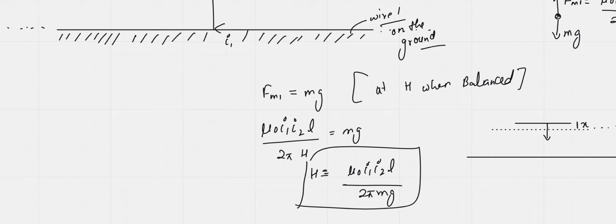When it falls from this position to this position, this is the balanced position, right? When it falls from here to here, the velocity is initially zero. Because it is falling, it will gain some velocity. What is that velocity? That will have some value. It will come up here with some velocity.